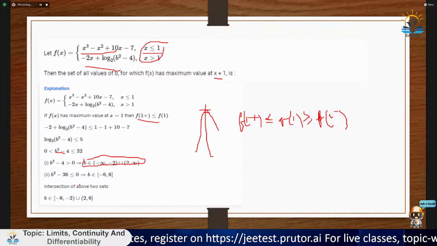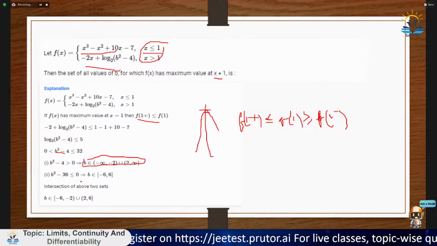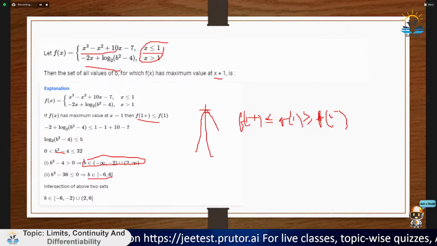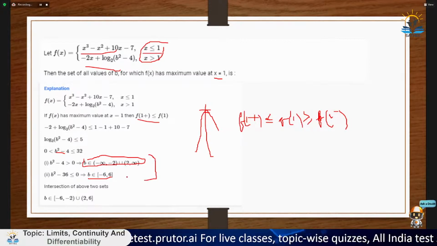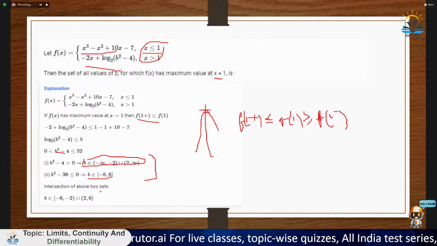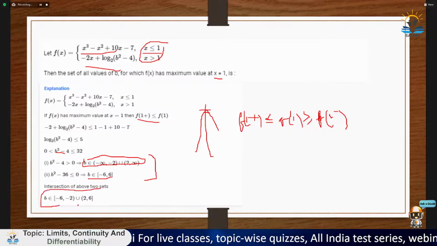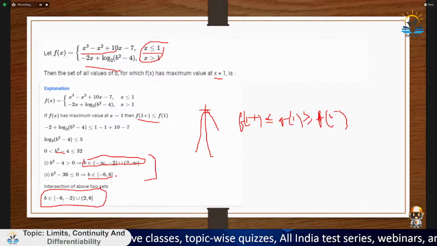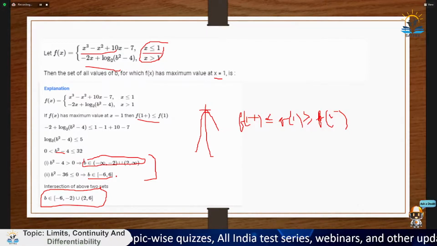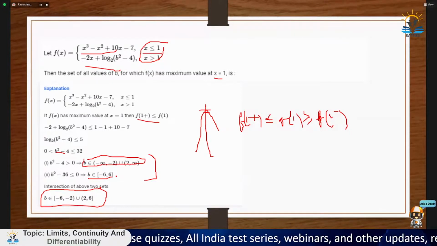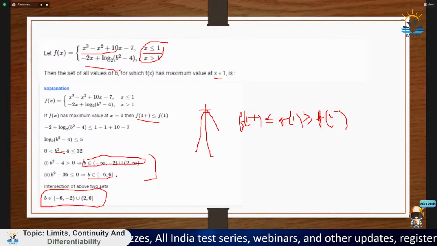I will get b should lie between minus 6 and 6. So I need to take the intersection of both of these domains. So on taking intersection, my final answer would be from minus 6 to minus 2 union 2 to 6. So if my b would lie from minus 6 to minus 2 union 2 to 6, then only I will get my maximum value for f(x) at x equal to 1, otherwise not.